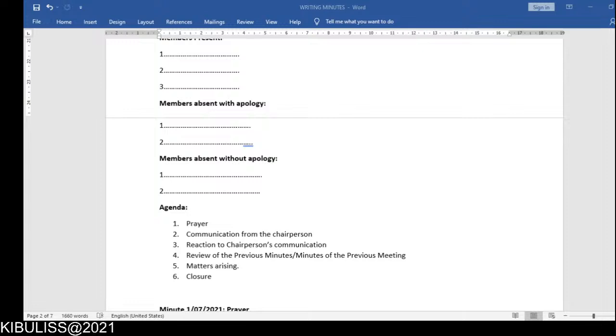So now that I've answered you, then skipping of lines between the members that are present and those that are absent. We do not skip line. You simply write your subheading on the next line, then you list the names down. We don't skip lines between the present and those that are absent. What will differentiate them are the subheadings.